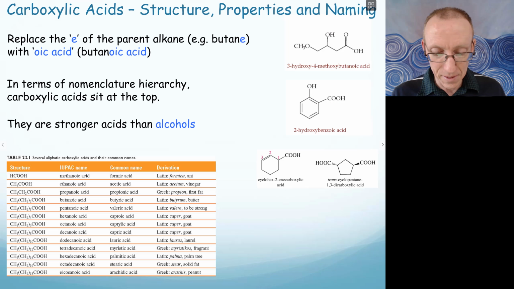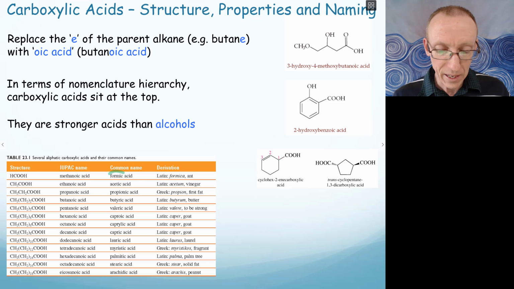Looking at their names, there's the IUPAC name, but many of these molecules have been known for a very long time, and so they have common names that they're commonly referred to. It's interesting to look at the derivation of these names because they're common from nature. Many of the common names of carboxylic acids are related to where they were originally found.